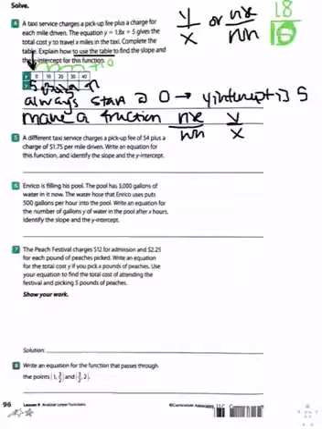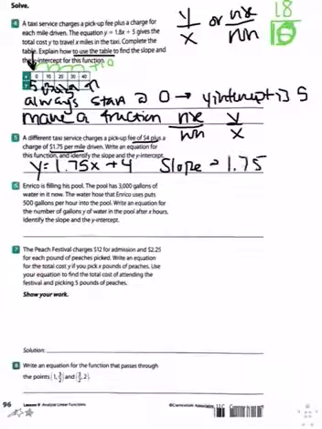Problem number 5. A different taxi service charges a pickup fee of $4 plus a charge of 1.75 cents per mile driven. Write an equation for this function and identify the slope and the y-intercept. Our equation always starts with y equals. 1.75 is our slope because it's $1.75 per mile, so 1.75x, and then plus 4. The slope is 1.75. The y-intercept is 4.